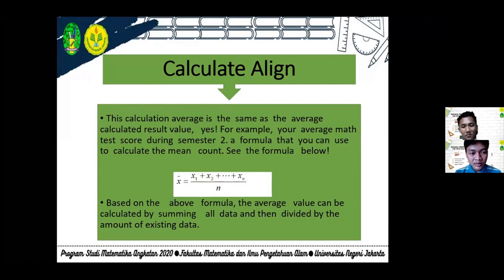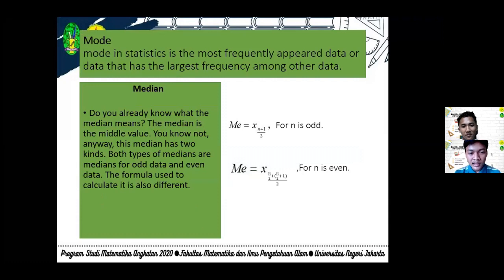Next is mode. Mode in statistics is the most frequently occurring data, or the data that has the largest frequency among the other data. Next is median. Do you already know what the median means? The median is the middle value. Note that the median has two kinds: median for odd data and for even data.